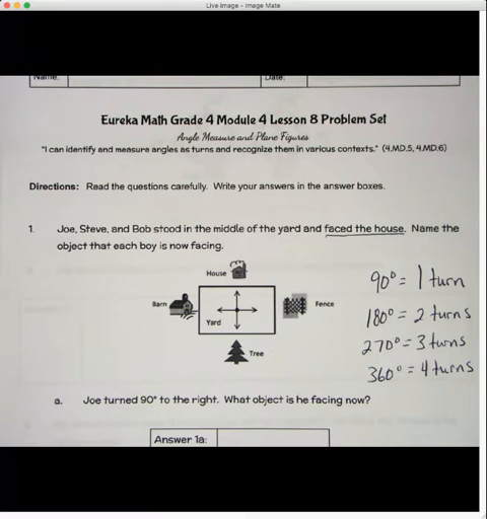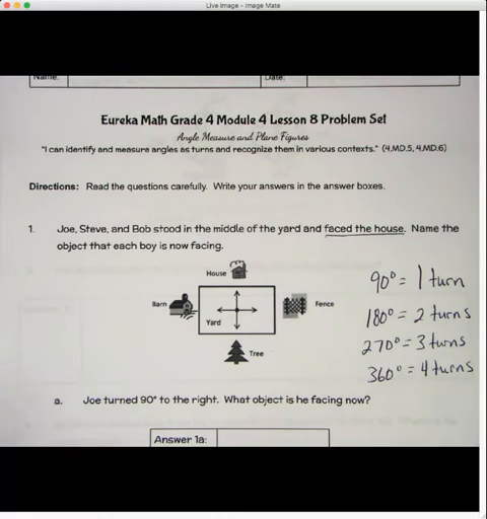As you saw with Mr. Walker in the video, we're looking at turns, and he showed you some videos of skaters and snowboarders doing 180s and 360s and even more than that. And so your homework today is going to be talking about turns and turning this direction and that direction and knowing which way we're facing.